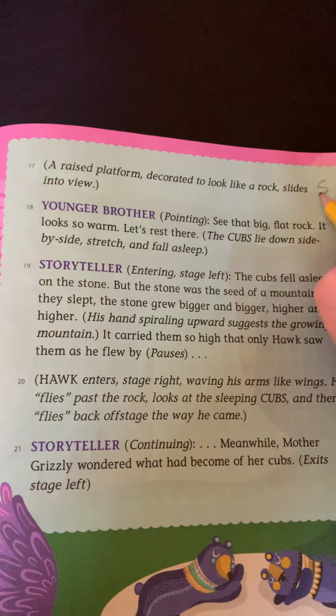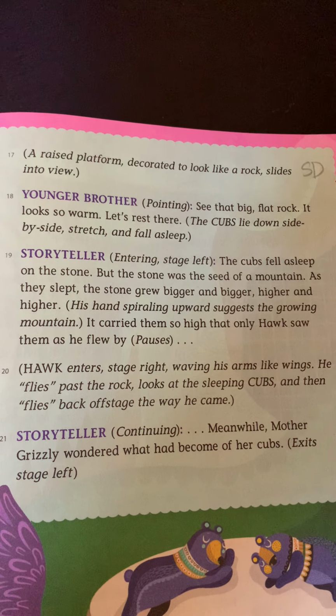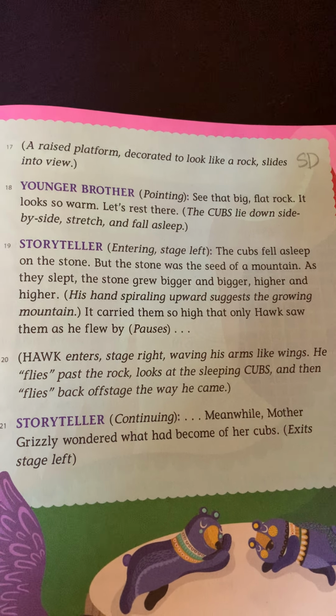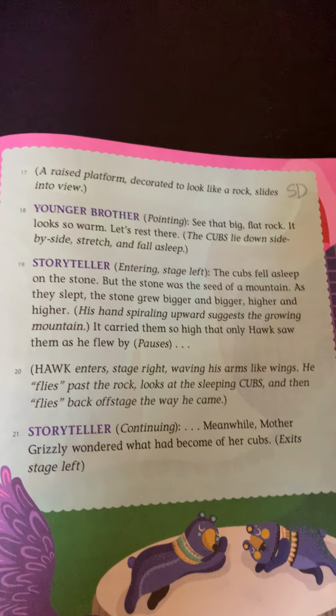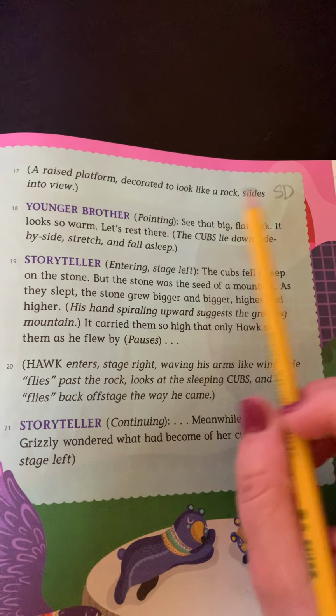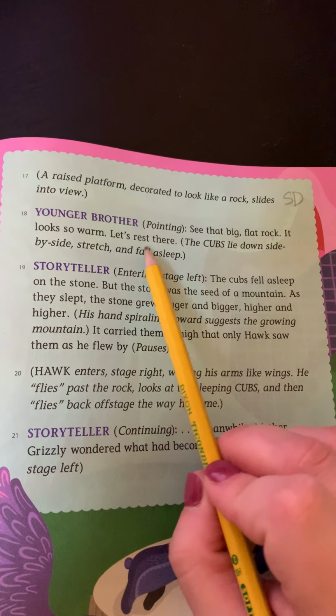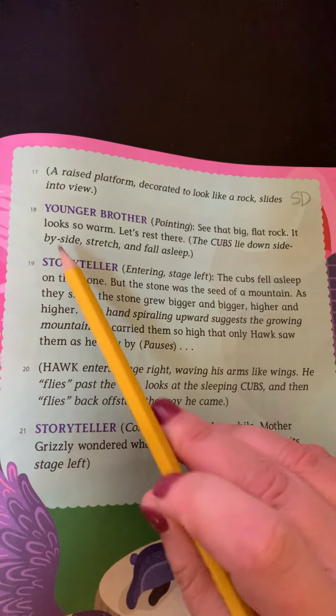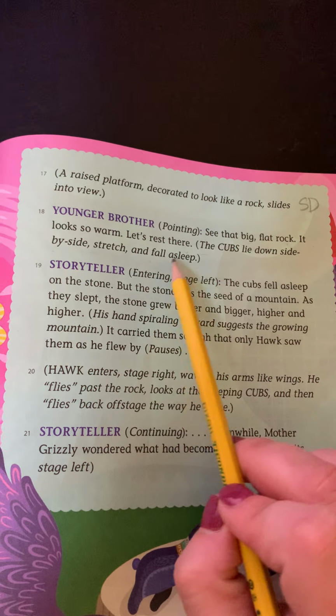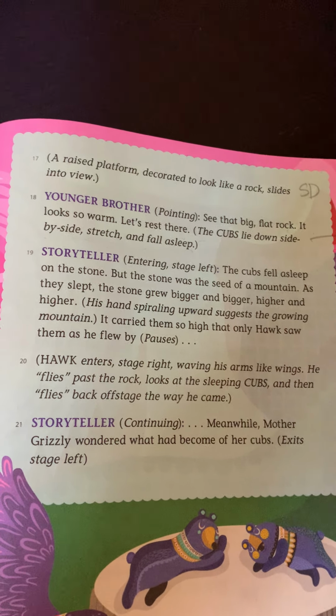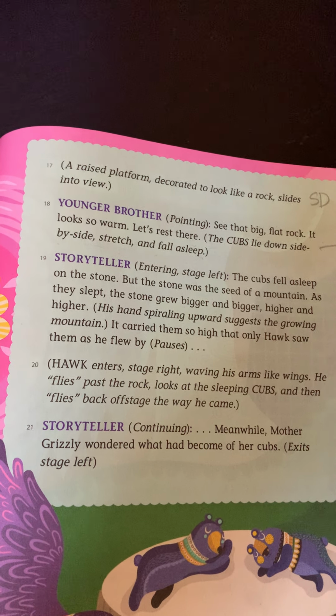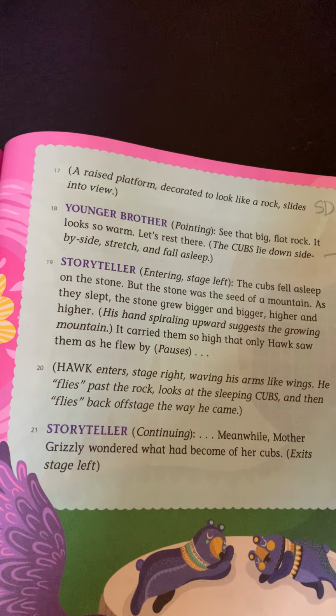Here's another stage direction. A raised platform decorated to look like a rock slides into view. Younger brother said, pointing, see that big flat rock? It looks so warm. Let's rest there. The cubs lie down side by side, stretch and fall asleep. So they nap on a rock.